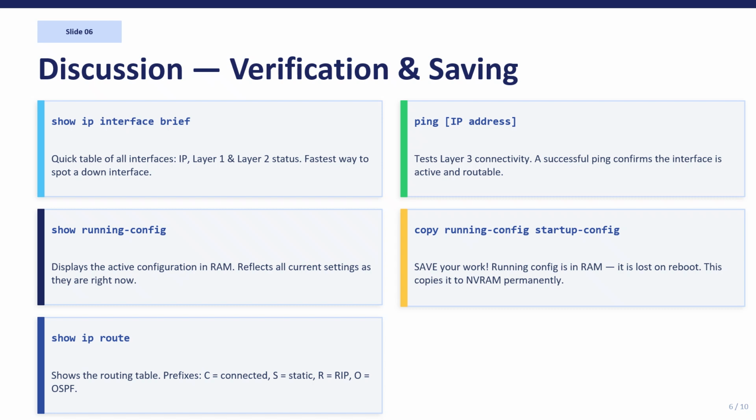And finally, the most important command is copy running-config startup-config. Save your work. Running config is in RAM, so it is lost on reboot. This copy goes to NVRAM, or non-volatile random access memory, permanently. Your running configuration only lives in RAM. If the router loses power before you save, all your work disappears. Always save before you step away. Okay? Got it?